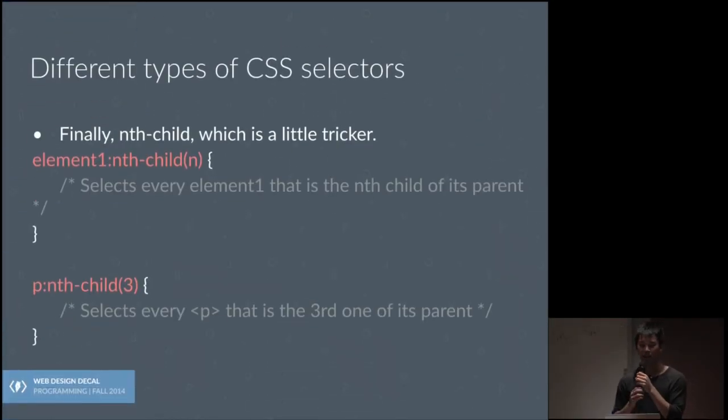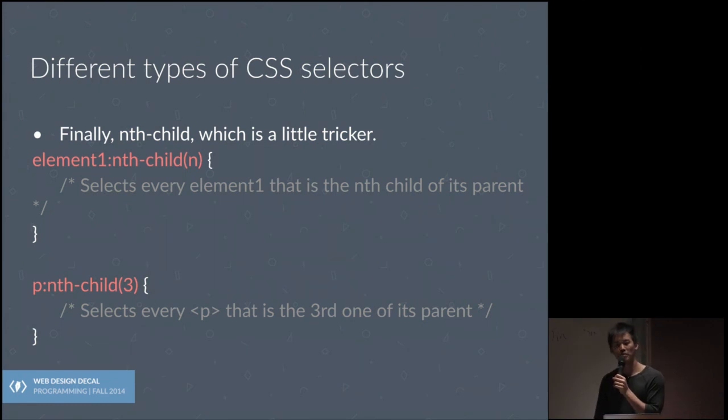Okay, so here's one that sounds really complicated but really is not, and that is nth child. You have the option of taking any element or ID or class and doing colon nth child. So what does that do? First of all, it looks for all instances of the element that you specified, and then it's going to look for the children of that element.